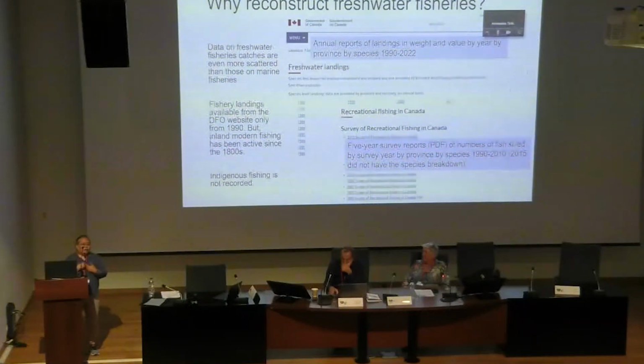You're only allowed to keep, if you had a license, 3 pieces of fish per species. And we only have the numbers every 5 years from 1990 to 2015. There are not even the 2020 numbers out yet. And the 2015 report did not have the species breakdown.